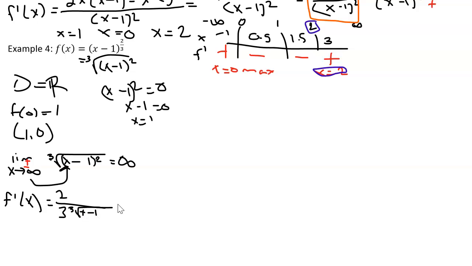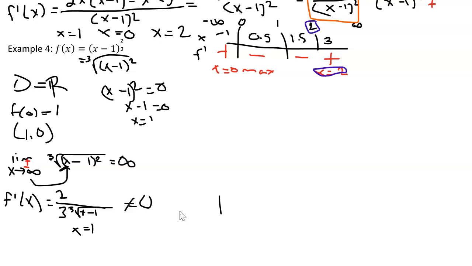x minus 1, and I want to set this equal to 0, but if the numerator is just 2, this function is never equal to 0. So it doesn't have any critical values that make it 0. It only has a critical value that makes the denominator equal to 0. And that critical value is x equals 1.